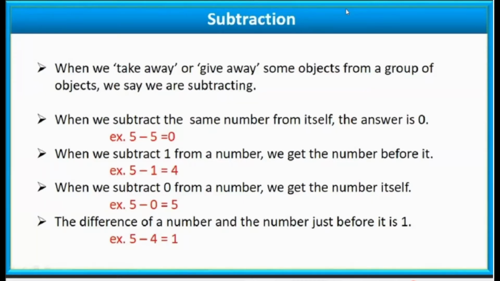Okay, now let's move on to the third property. When we subtract 0 from a number, we get the number as dash. Same number. So we will be getting the same number. Very good. Yes, so the last property: the difference of a number and the number just before it is dash. The difference of a number and the number just before it is 1, right?